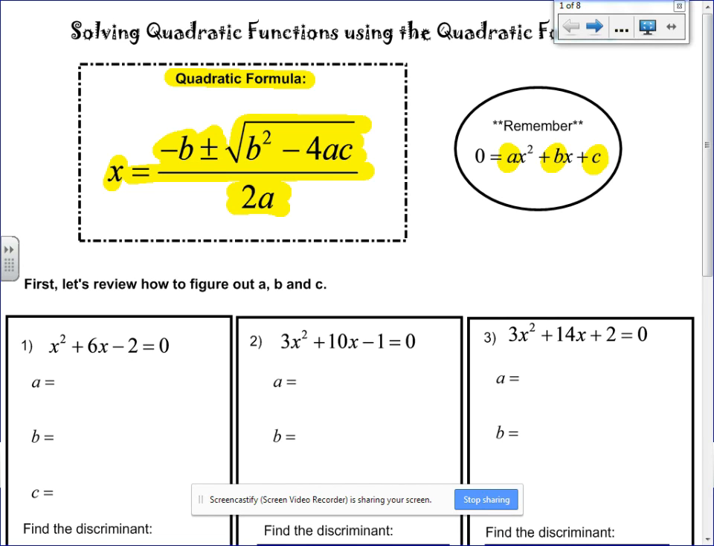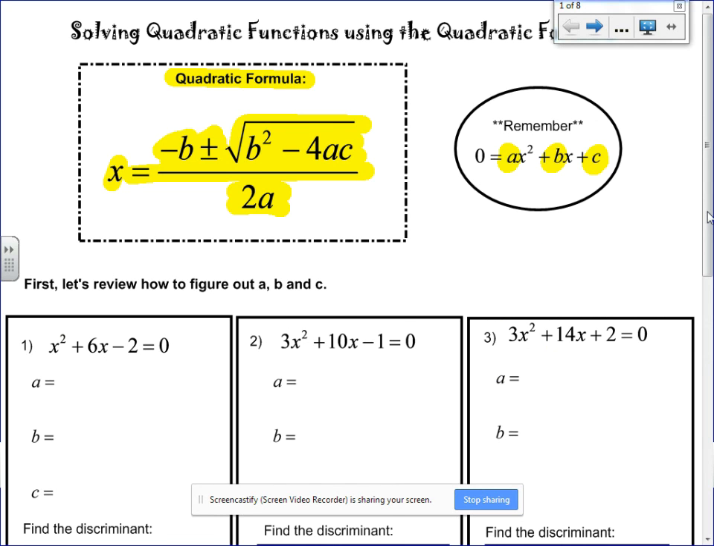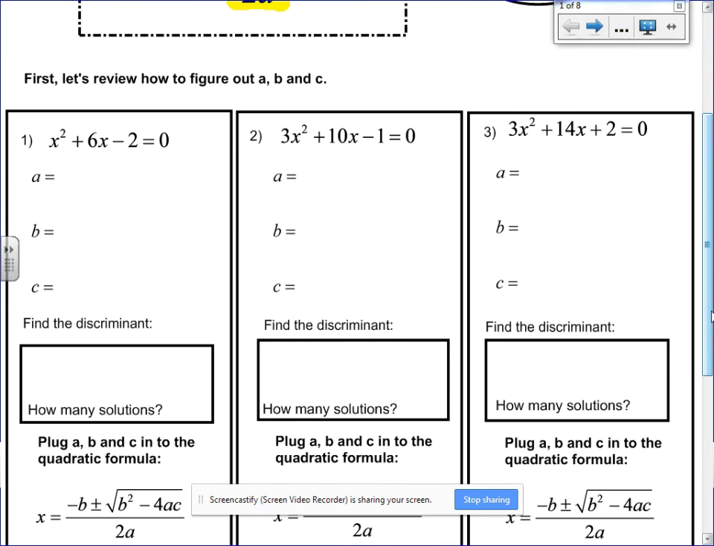ax squared plus bx plus c. So let's just do a couple of these. And there's actually an easy way to do them in your calculator, but we're going to do them the long way for right now. All right, so we have to find a, b, and c first. That's how we always start these. So we're looking at number 1 here. I have x squared plus 6x minus 2 equals 0. Since there's no number in front of my a, that's a 1. My b is 6, and my c is negative 2.